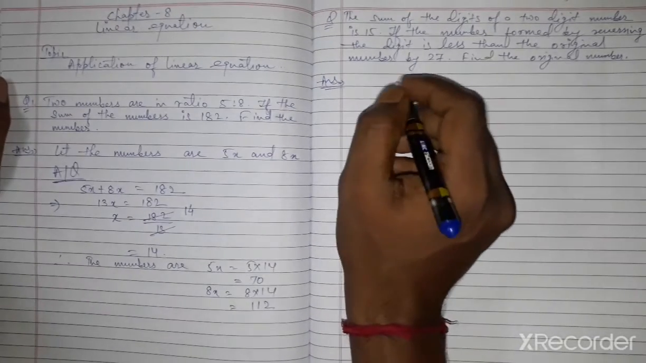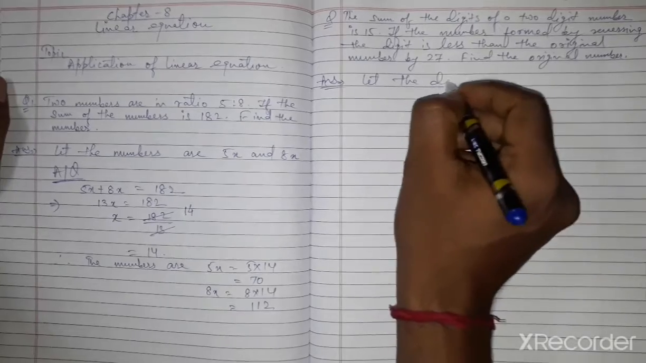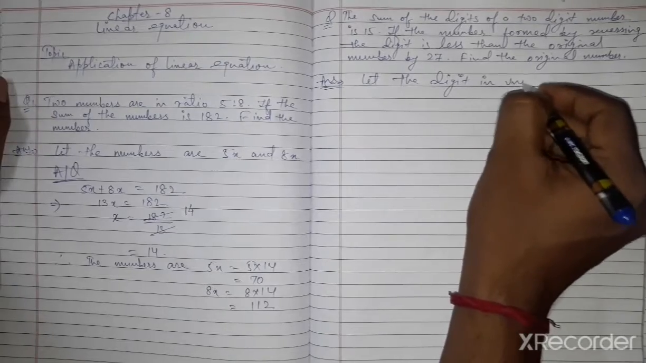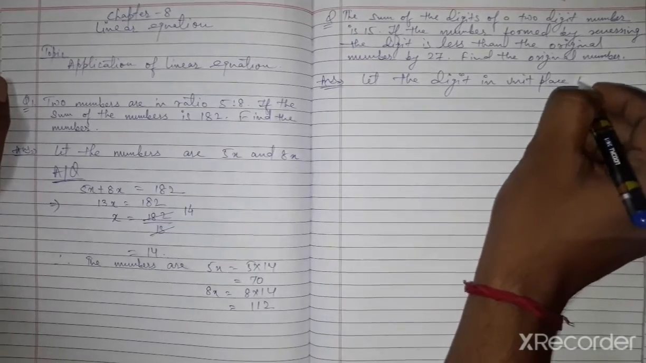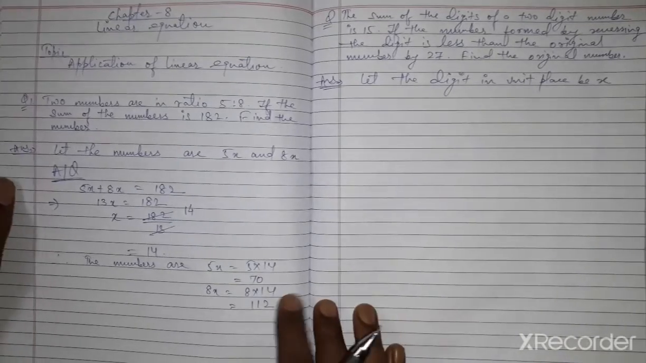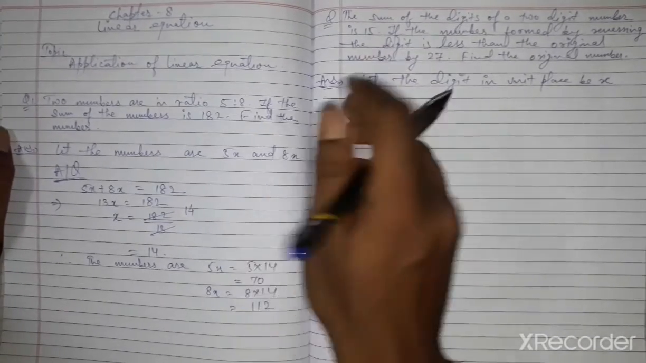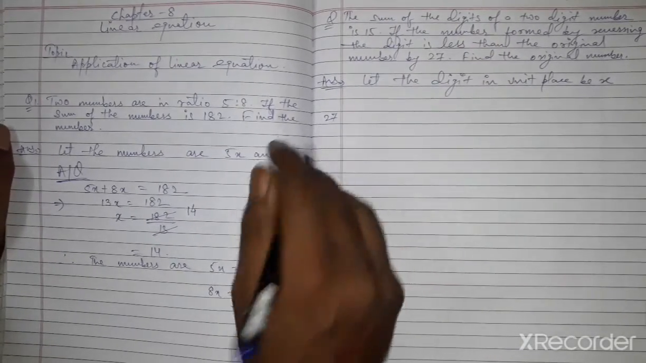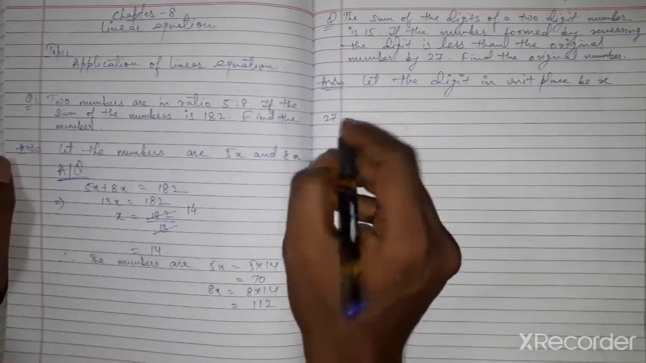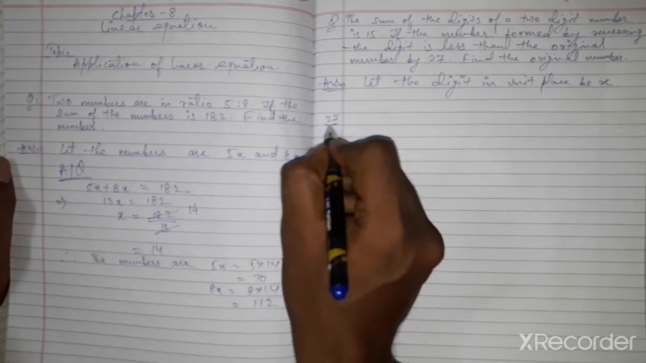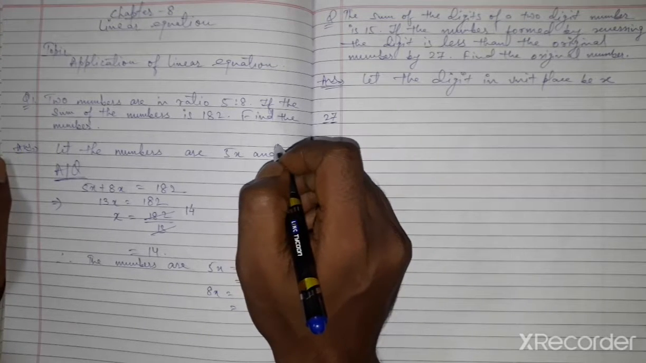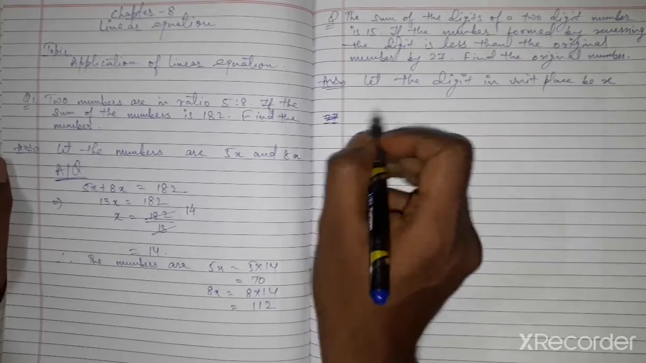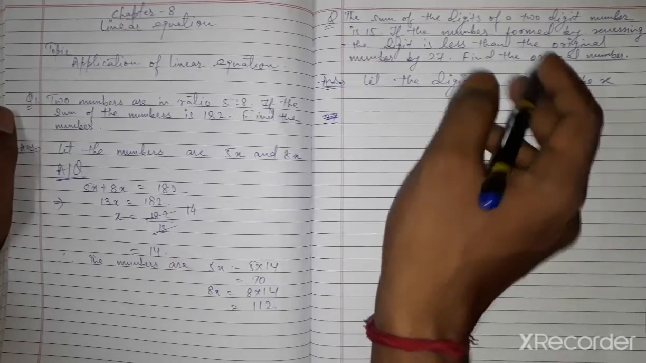So first of all, let the digit in unit place be x. For a two-digit number, for example, if I take, let's suppose, 27, now you can see 7 is in units place and 2 is in tens place. So for a two-digit number there must be a unit place and a tens place. So I have assumed the digit in unit place be x.